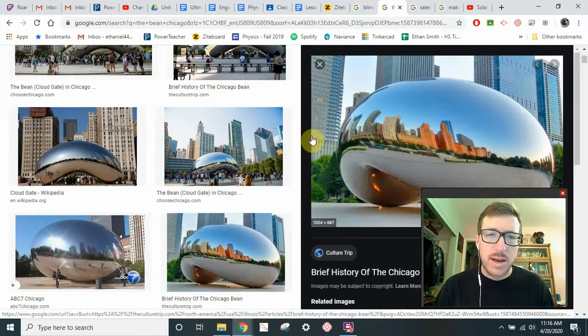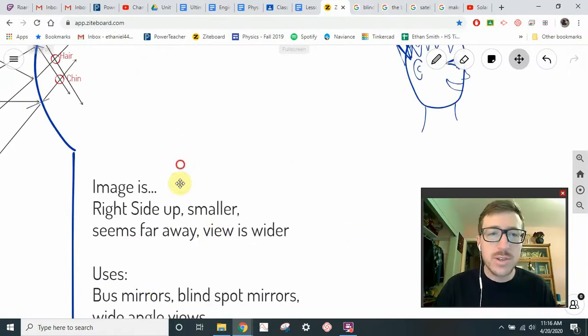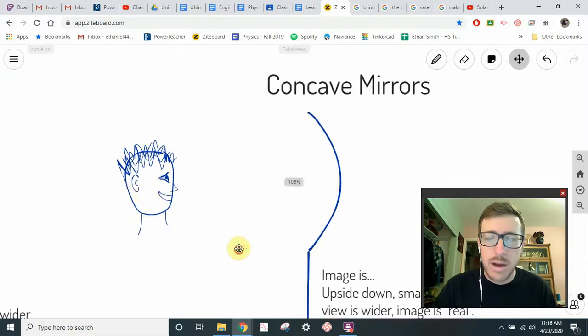So it's a really cool art piece. If you guys are ever in Chicago, definitely go check it out. So that's convex mirrors. Now let's take a look at a concave mirror.